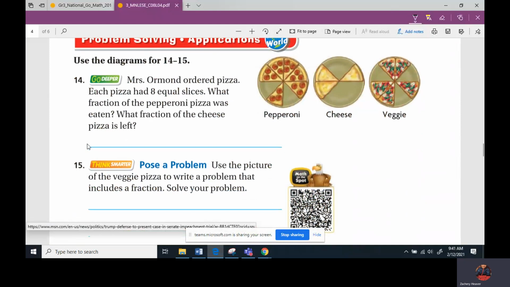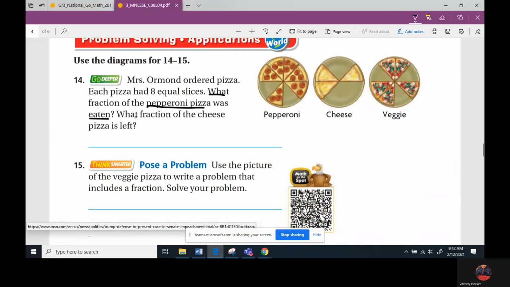The next one. Miss Ormond ordered pizza. Each pizza has 8 equal slices. What fraction of the pepperoni pizza was eaten? What fraction of the cheese pizza was left? So we want to know what fraction of the pepperoni pizza was eaten. So let's find that first.